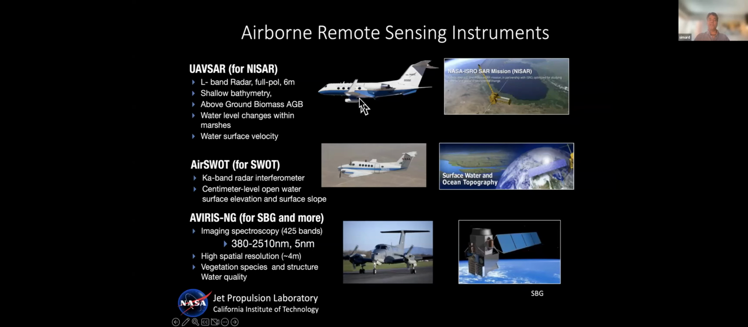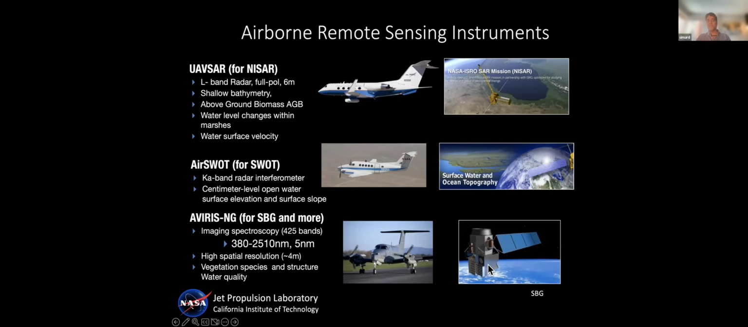Each of these instruments corresponds to an upcoming or current spaceborne mission. UAVSAR is an L-band radar, just like NISAR, which will be launched in January of 2024, so in a few months already. Then we have AirSWOT, which can be used to simulate and also calibrate the Surface Water and Ocean Topography mission. SWOT was launched on December 16th last year, and data will be available freely to all in October of this year. It covers the entire globe.